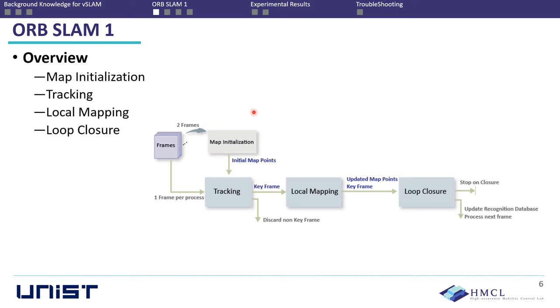Now, let's see the overview of the VSLAM 1 structure. It consists of 4 pipelines, which are map initialization, tracking, local mapping, and loop closure.